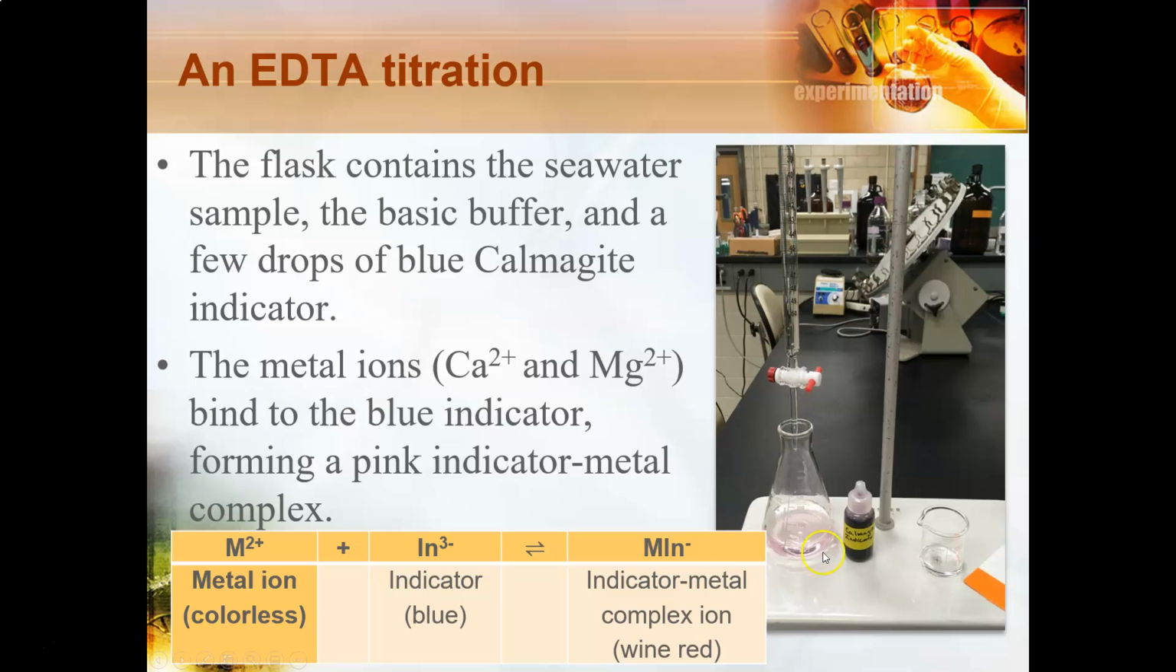So it forms what Dr. Breen wrote in our manual as wine red. I think maybe it looks a little bit more like a rosé, but anyway, you can see this nice pink color. So you add the blue indicator and immediately the reaction occurs right away. The metal ions bind to the blue indicator and they form a pink indicator metal complex.